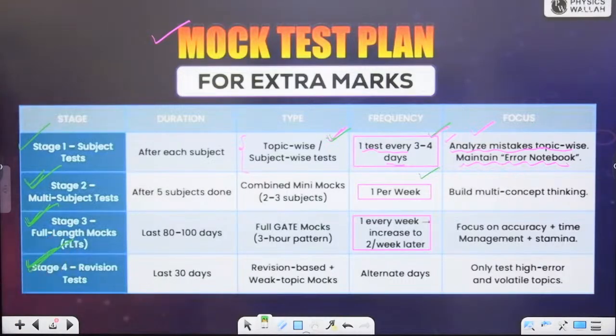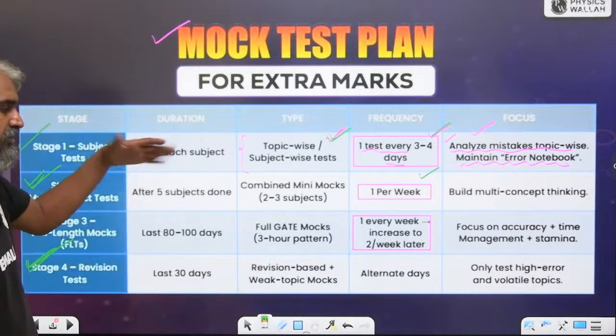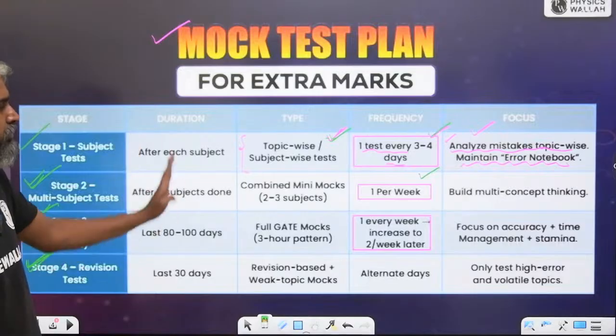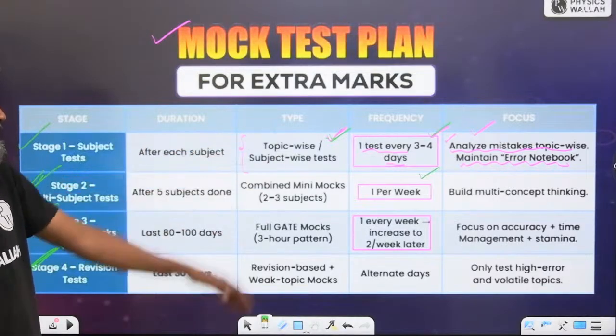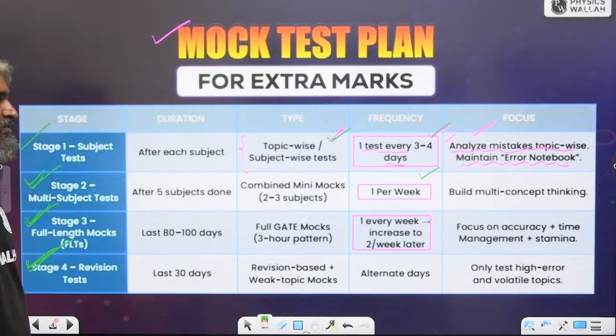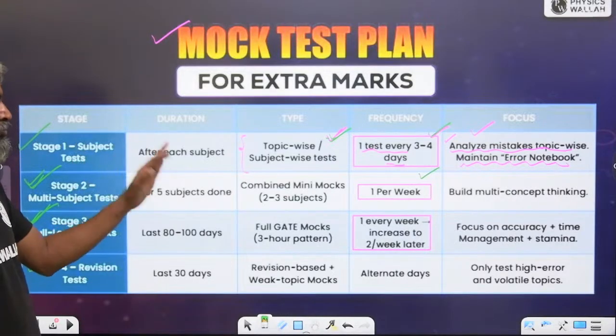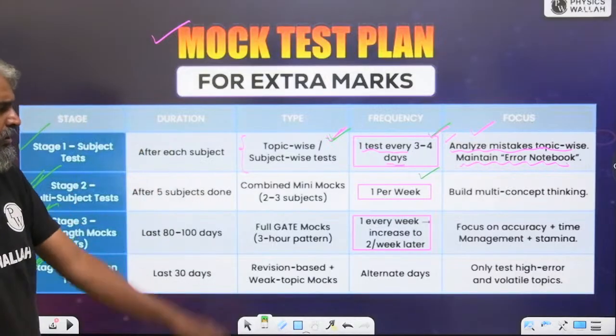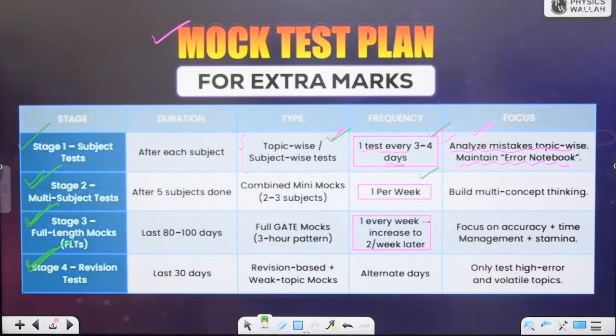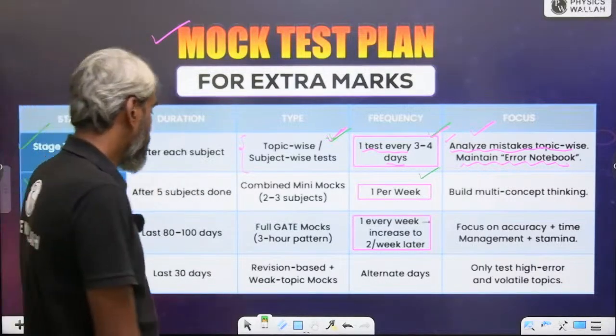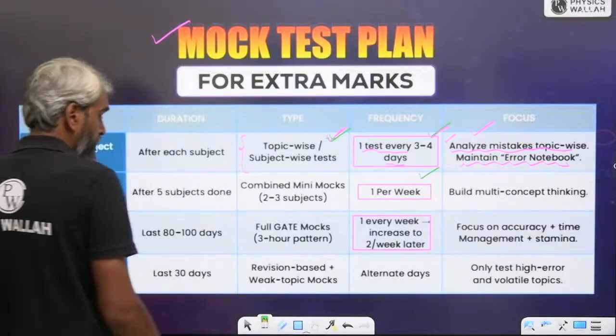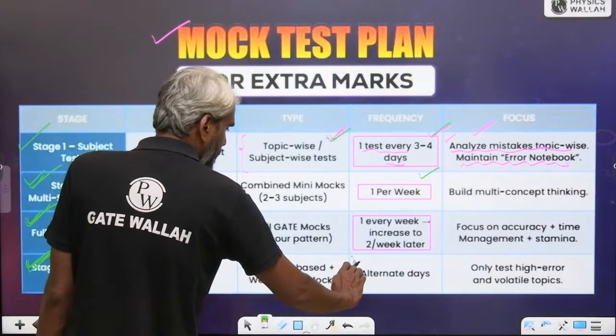That will be in the last 1 month or last 1.5 months, when we are done with all the subjects. I have appeared for 3 to 4 subject wise tests of each subject. I have appeared for 3 to 4 combined mini mock tests of 2 to 3 subjects. I have appeared for 4 to 5 full length mock tests. Then I'll start giving the full length mock test on an alternate days basis.